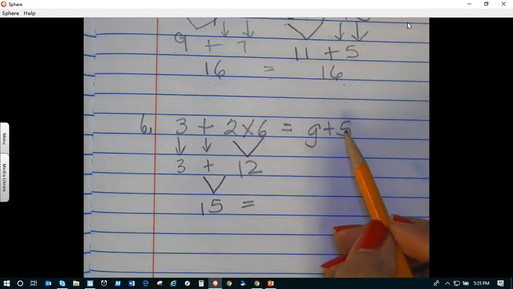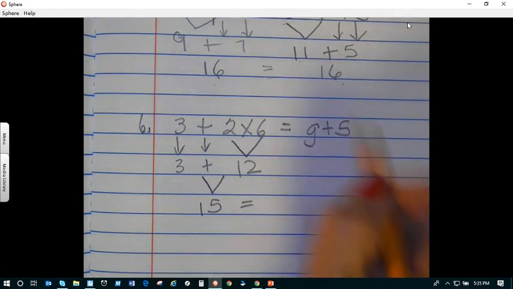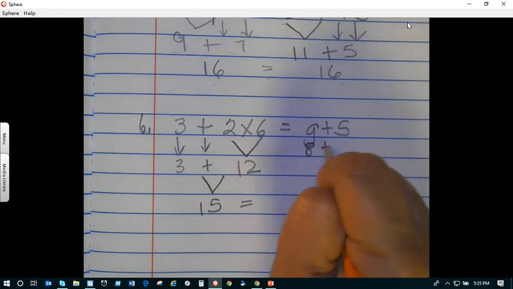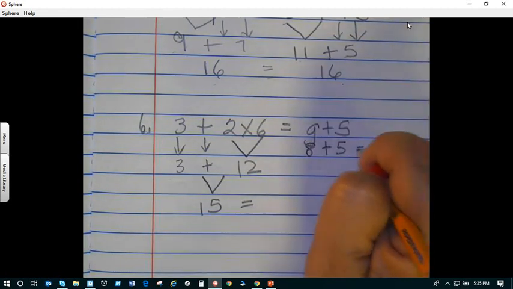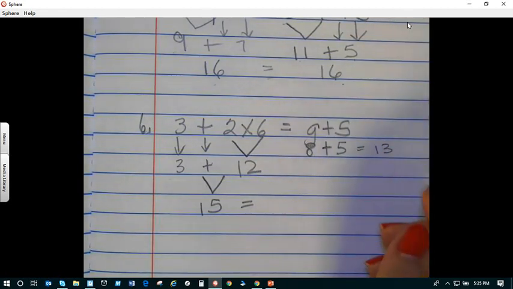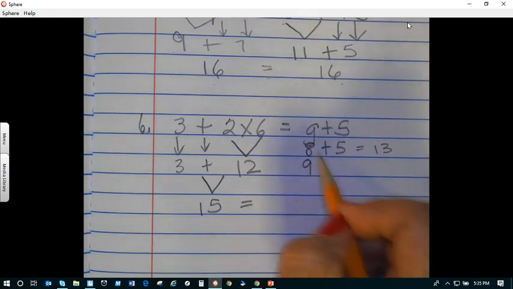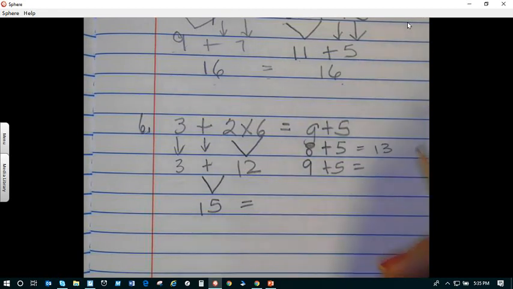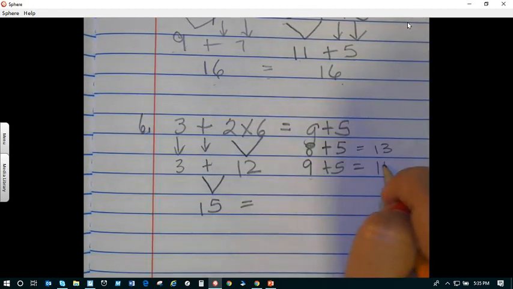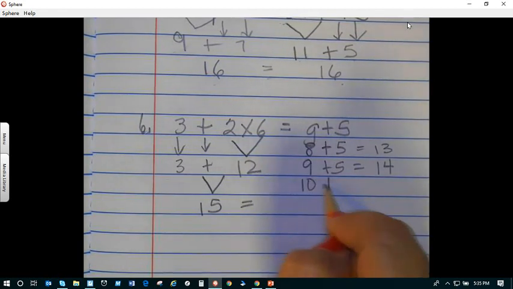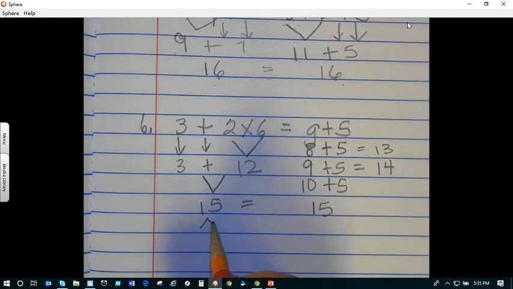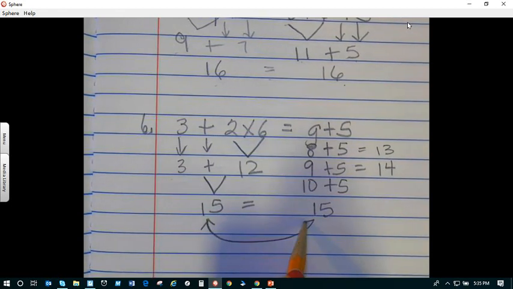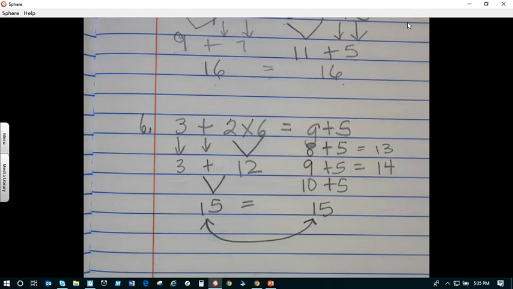So I'm going to put in my first digit, and my first digit is 8. So I'm going to put in 8 plus 5. Does 8 plus 5 equal 15? No, because that equals 13. The next one I'm going to put in is 9. So my G is 9. 9 plus 5, does that equal 15? Nope, that's going to be 14. So the next number is 10 plus 5. 10 plus 5 equals 15. I'm going to put my 15 here. Yes, because what's happening on the left side is equal to the right side. Okay? All right, and so my answer is 10.